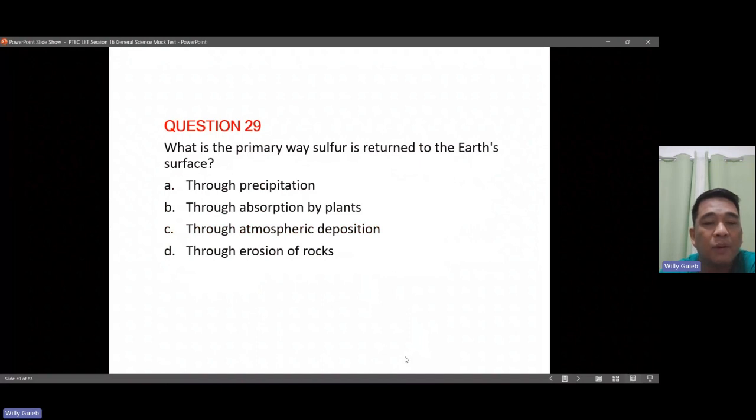29. What is the primary way sulfur is returned to the Earth's surface? Through precipitation, through absorption by plants, through decomposition, through atmospheric deposition, or D, through erosion of rocks. Paano nga ba na ibabalik sa Earth's surface? Let's letter D, through erosion of rocks.